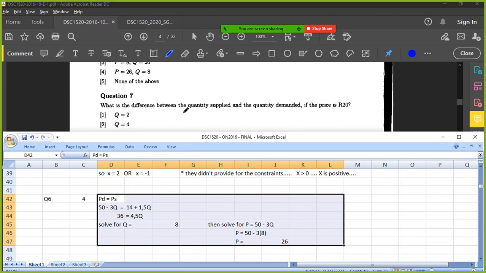All right. Number 7. Thoughts. Okay. What's the difference between quantity supplied and quantity demanded if the price is 20? What do you want to do? So you're probably going to have to determine the equation. Explain your steps. What are you going to do? If you read this question, what is the difference between the quantity supplied and the quantity demanded when the price is 20? What approach or what steps would you do to get to the answer?